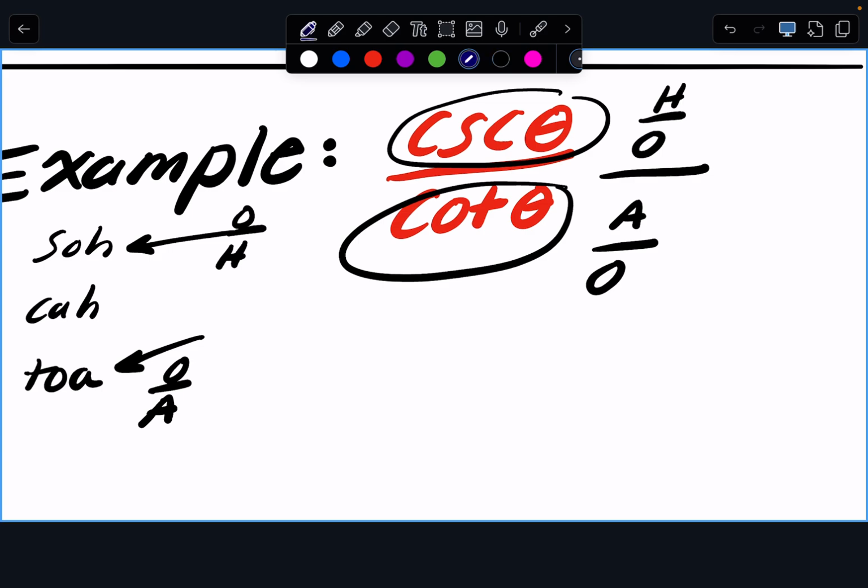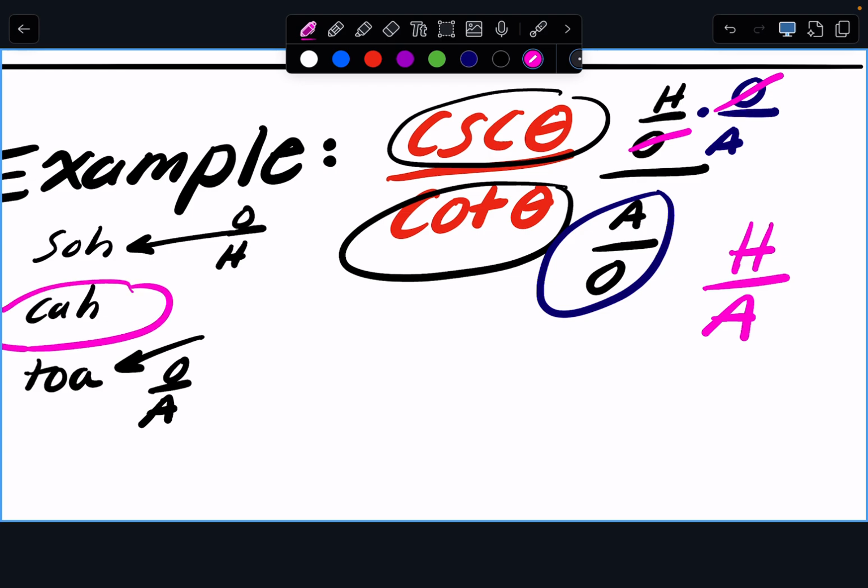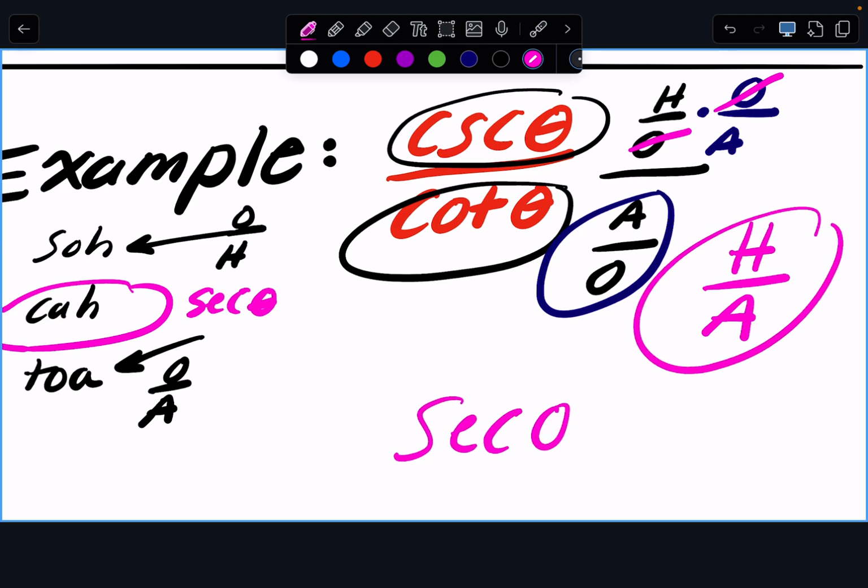So then you would say dividing fractions is easy as pie. Flip the second fraction and multiply. So what would this become? Over A? So now what happens? Good. It turns into HA over A. You can't leave that as your answer. What is HA equivalent to? We know it goes with this one, but it's not A over H. So it's secant theta. So you'd say that is secant theta.